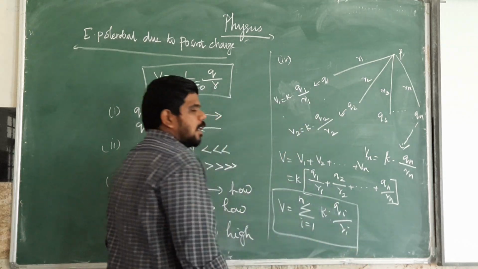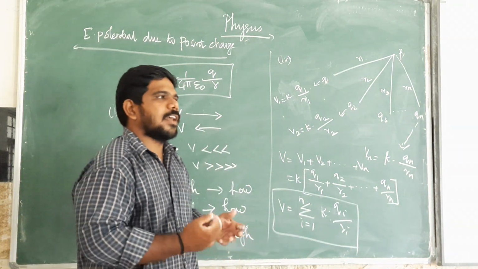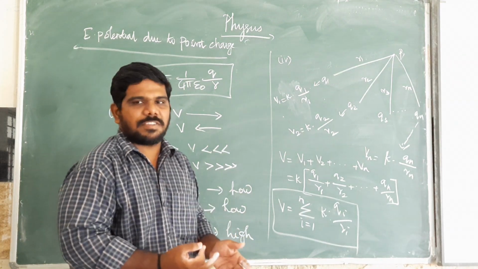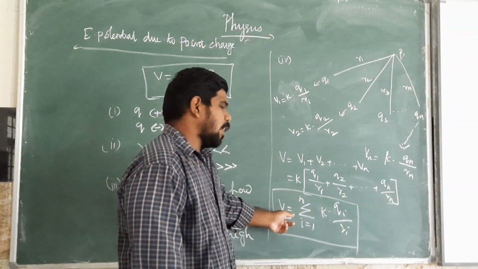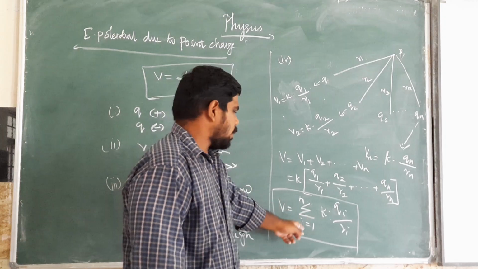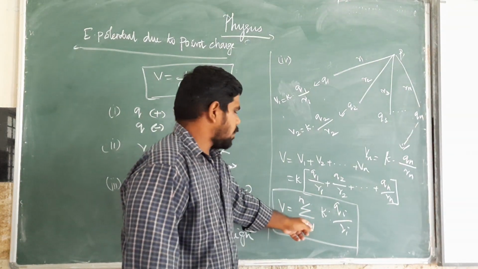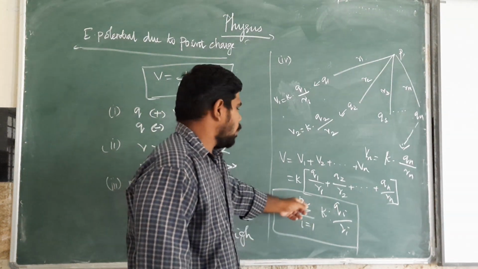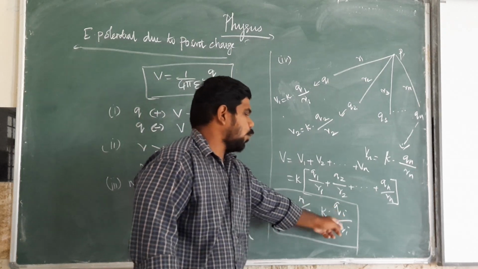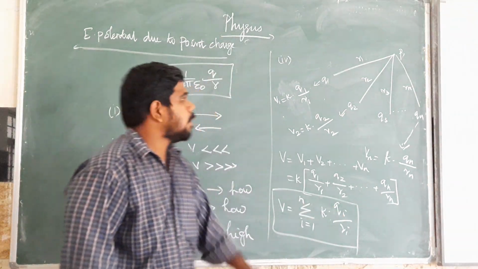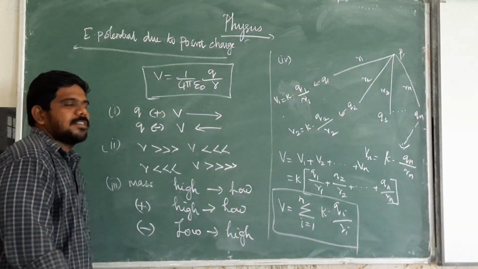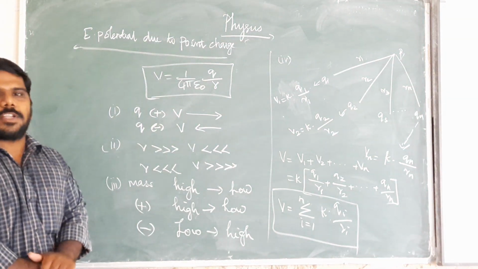So if we take a collection of charges, or a system of charges, the total electric potential V is equal to summation i from 1 to n of K into Qi by Ri. These are the important points for electric potential.